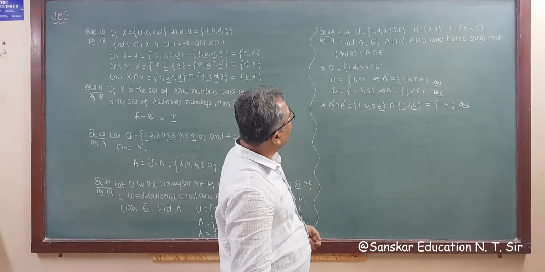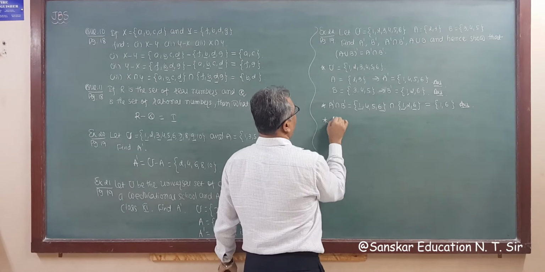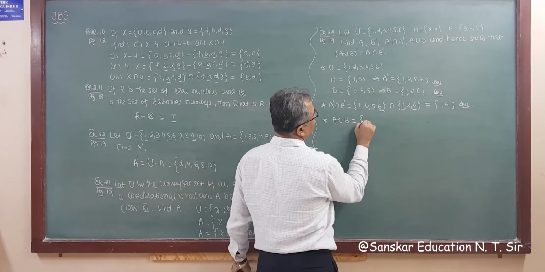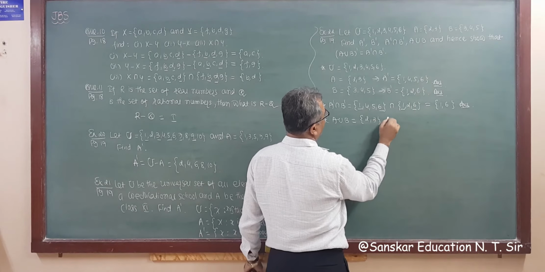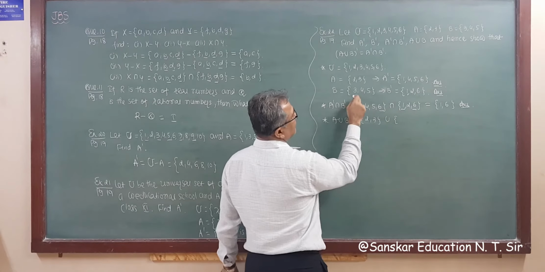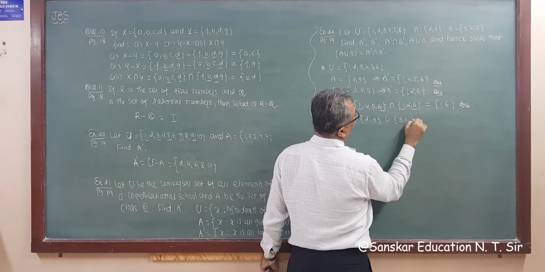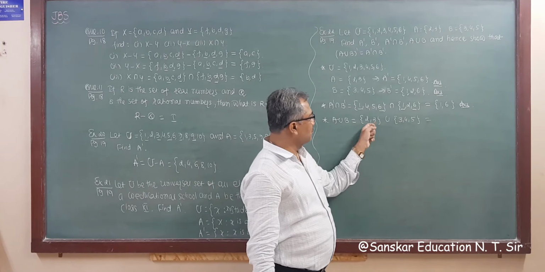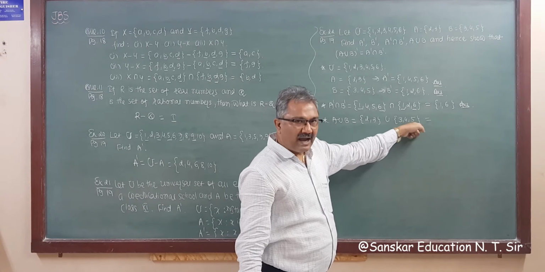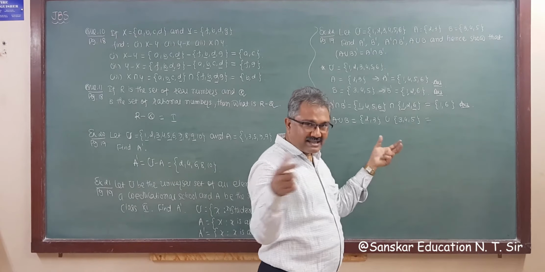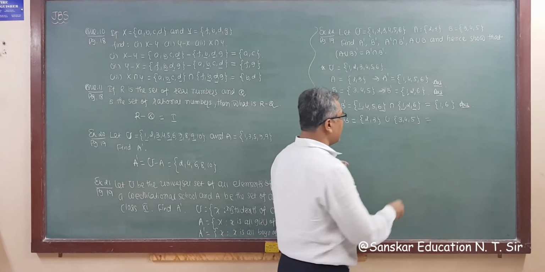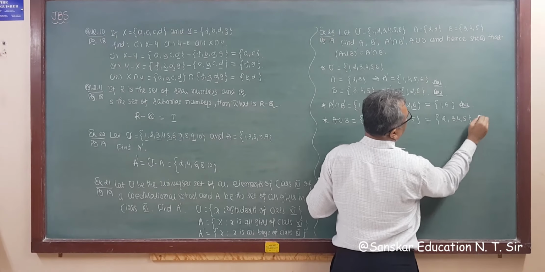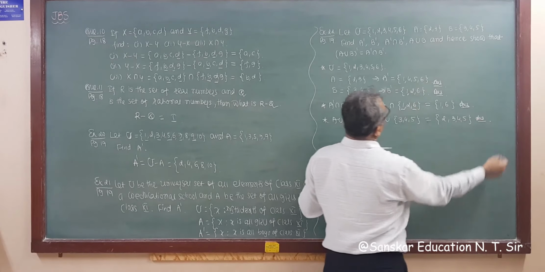Then A union B. So A is 2 3, union B is 3 4 5. So union of these two sets is 2 3 4 5, right? You have to write all elements, but no repetition is allowed. So 2 3 4 5. This is your answer, right?